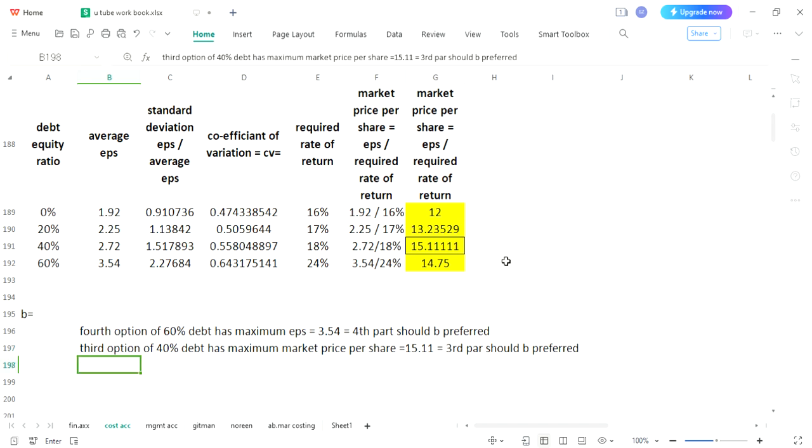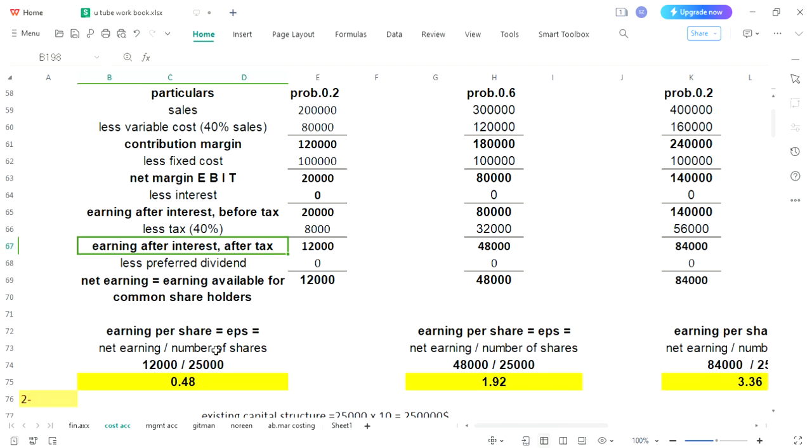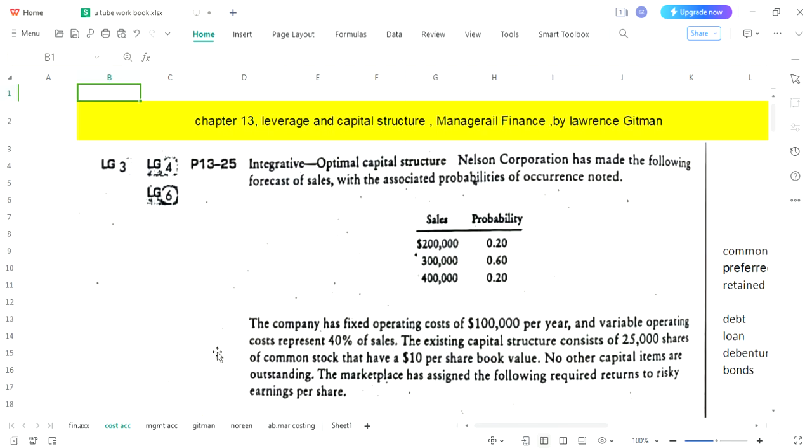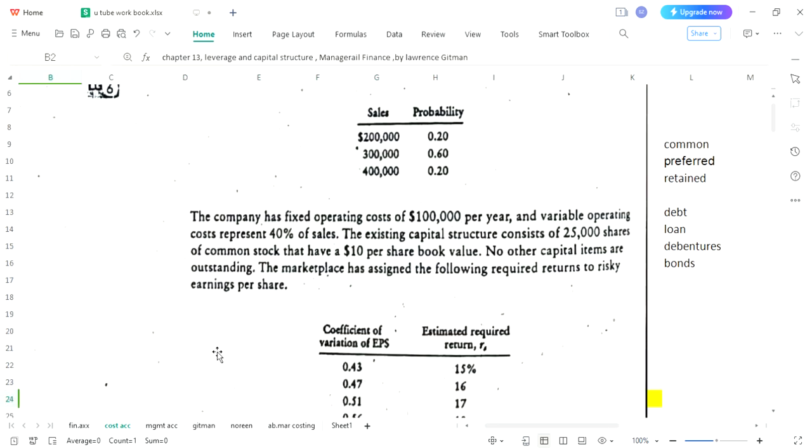So in this way, organizations which prefer EPS, for them 60% debt and 40% equity would be preferred. And those who want a better sale price, third option where 40% was debt and 60% was equity, 15.11 maximum. So these are two statements according to the question. We have solved B part, and after that we will see how you will solve your fourth part.